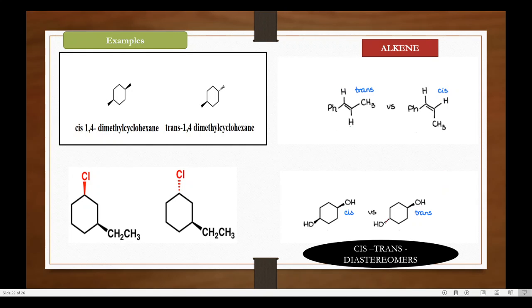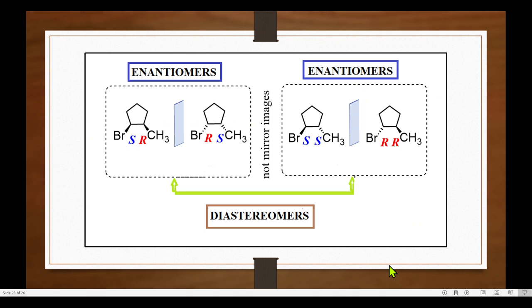Similarly, diastereomers have various examples, which I have pointed out here: in the case of alkene systems, cis-trans isomers, and in a cyclic system, cis-1,4-dimethylcyclohexane and trans-1,4-dimethylcyclohexane, for knowing about diastereomers. Some more examples about diastereomers.